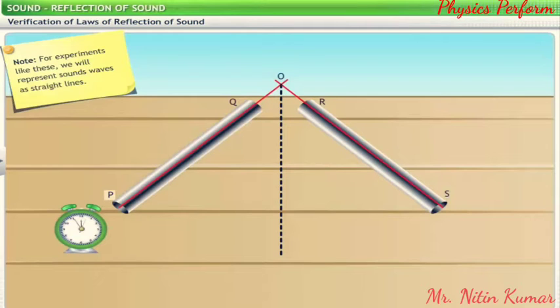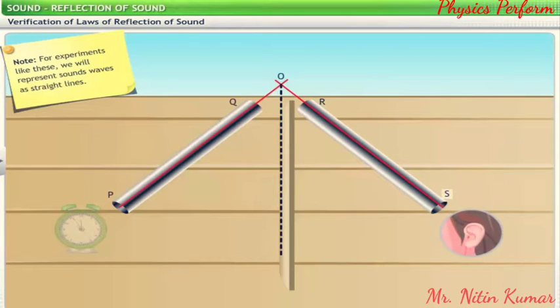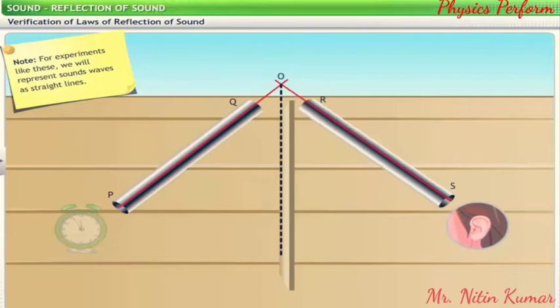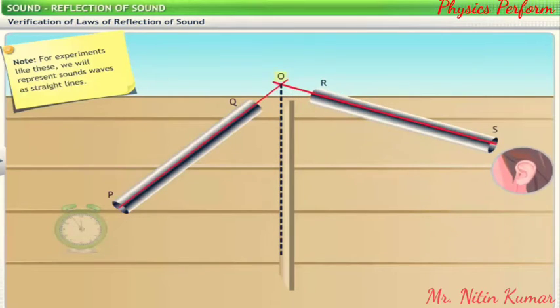Then, we keep a clock near the end P of the pipe. Finally, keep a cardboard vertically in between the pipes so that the sound of the clock at P cannot be heard directly at the end S of the pipe RS. Now we try to hear the sound of the clock from the end S of the pipe RS. The angle of the pipe RS can be changed by tilting it in a horizontal plane about the point O.